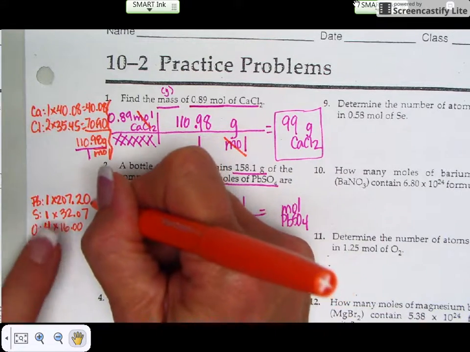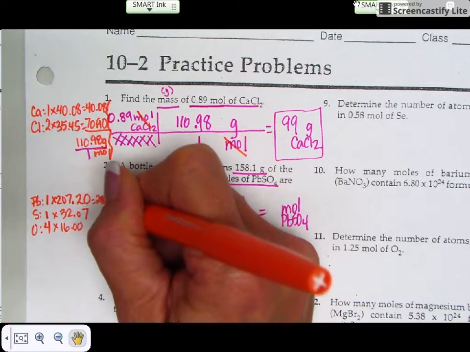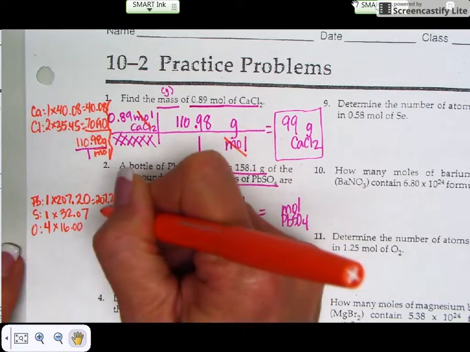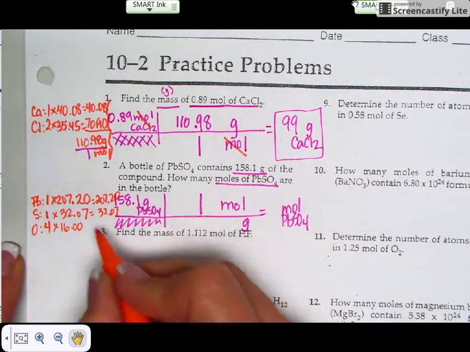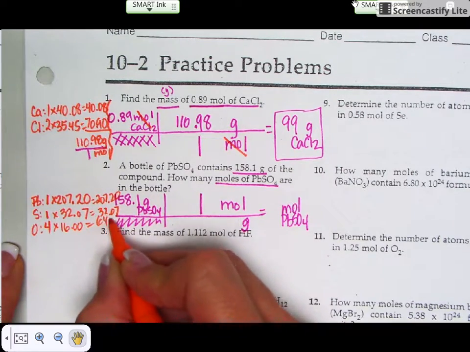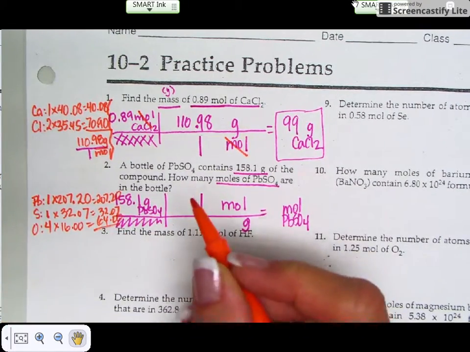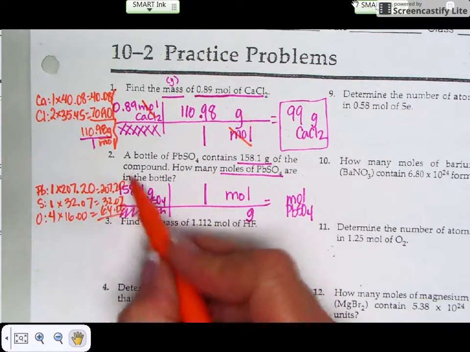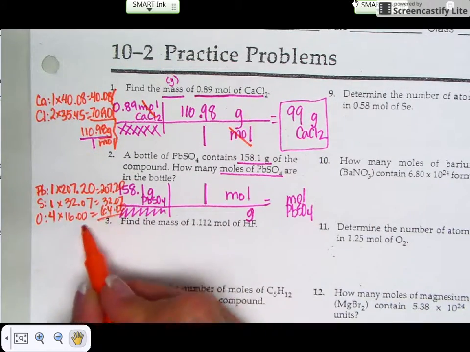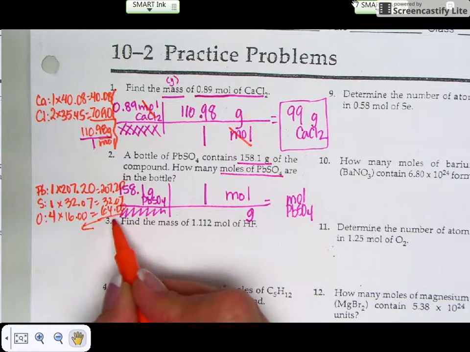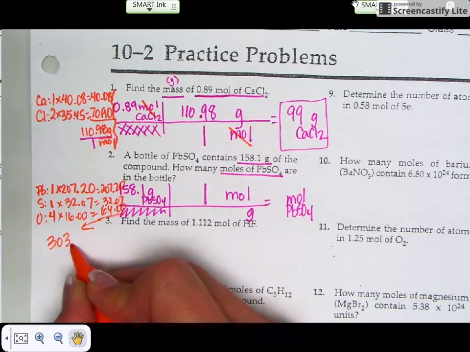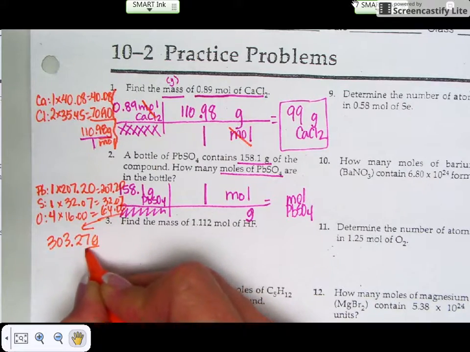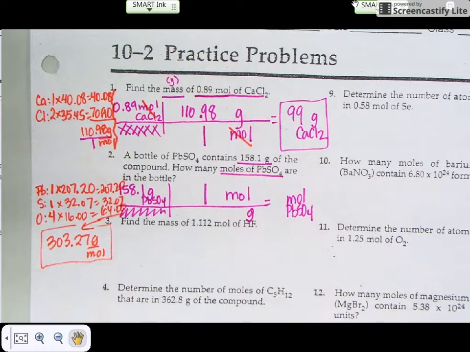So this is going to give you 207.20 plus 32.07 plus 64.00. Okay, and I'm kind of squeezing that in there. Sorry about that, but running out of room. So I'm going to just write this answer over here. When you add all of these together, your molar mass for this is going to be 303.27 grams per mole. So this is the molar mass of the lead 2 sulfate.